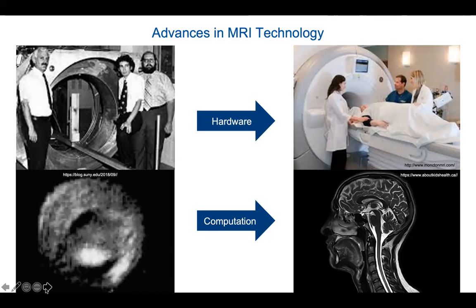On the very right, you can see the modern MRI machine, along with the high quality images that they are able to produce. So we have to address why we were able to make such leaps and bounds over those 54 years.